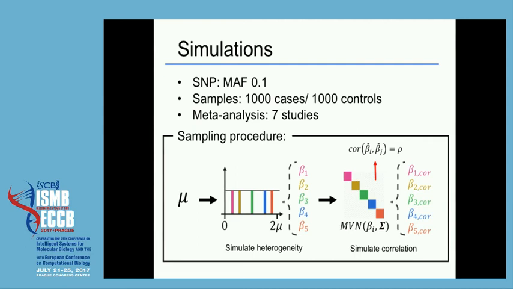In the sampling procedure, we simulate the heterogeneity and correlation as follows. We first assume the mean effect mu and sample each true effect size using the true effect size distribution. Then we simulate each observed effect size using a multivariate normal distribution, which has the mean vector beta and the variance matrix sigma. The pair of observed effect sizes are correlated by the value of rho, which we defined previously.